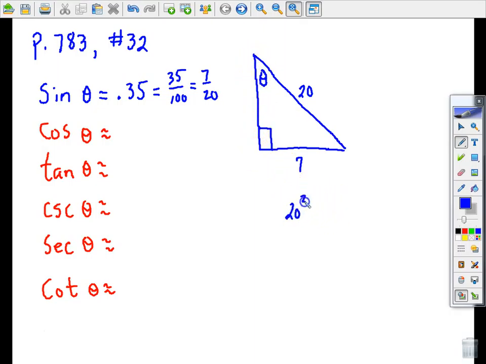Well, that makes it pretty easy to find this other leg of my right triangle using the Pythagorean theorem. 20 squared equals 7 squared plus this unknown side we'll call b squared. So 20 squared minus 7 squared. Okay, so we'll grab our calculator and we'll do 20 squared minus 7 squared. That's 351, and then we find the square root of that number. So I'm just going to raise this to the 1/2 power. And I get 18.7 for b.